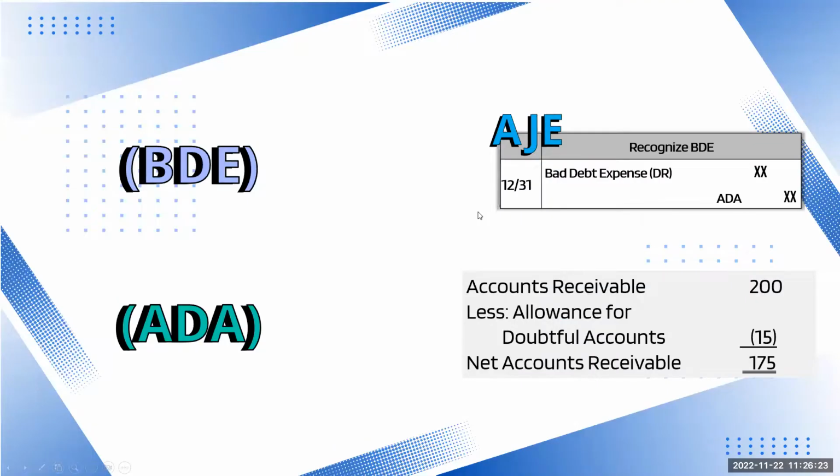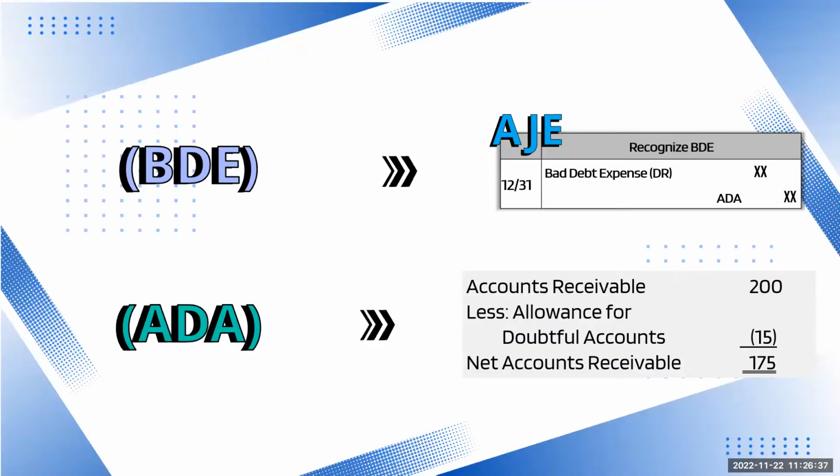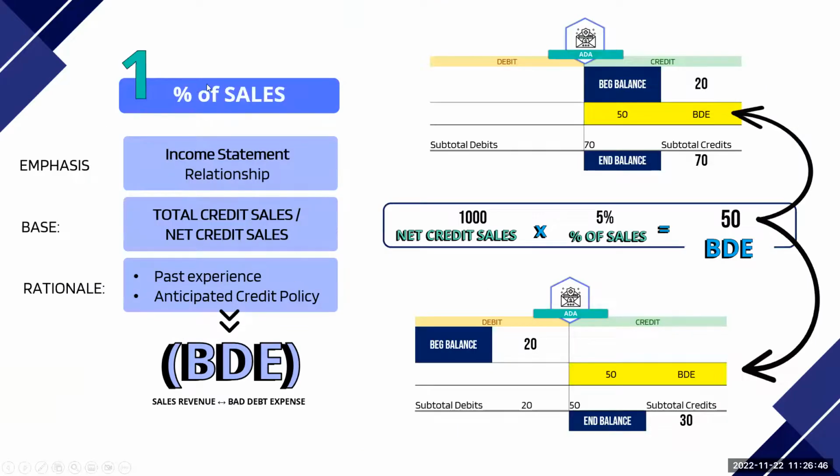I know na it's kind of hard to absorb right now, but please, ito yung crucial for your quiz 1 for AR. Please, wag niyong hahayaan na hindi niyo gets what BDE and ADA is. Generally, your BDE will give you your adjusting entry, and your ADA will give you your net AR. Please remember that. Second, pag percentage of sales yung gamit, it will give you your BDE, and yung BDE sa loob ng T account papasok. And then you solve for the ending balance of ADA.